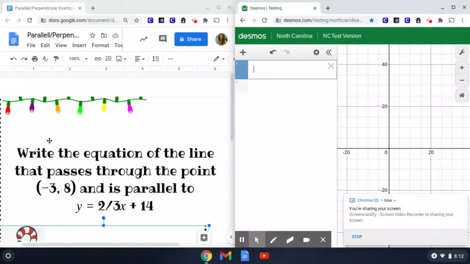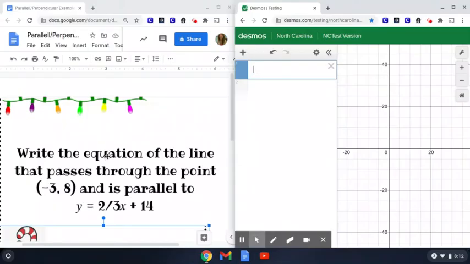All right, we're going to look at how to solve the parallel and perpendicular questions in Desmos. So our example says to write the equation of the line that passes through the point (-3, 8) and is parallel to y equals 2/3 x plus 14. So we know that parallel lines have the same slopes.